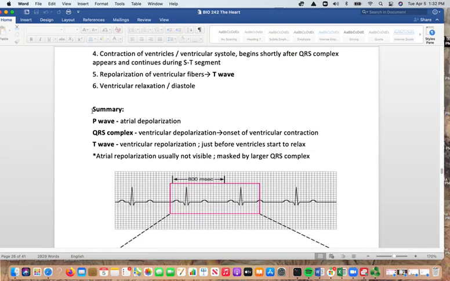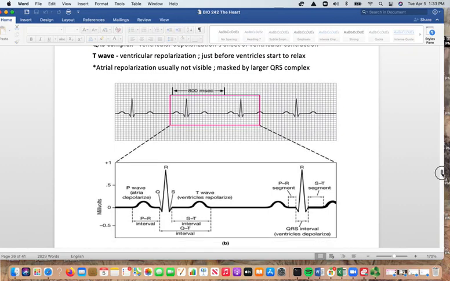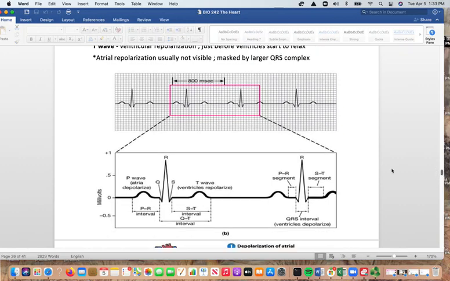So your 3 waves that you want to know, the P wave for atrial depolarization, QRS complex for ventricular depolarization, and the T wave is ventricular repolarization. So we can graph it out, and we have time frames and then millivolts that we can look at on there.